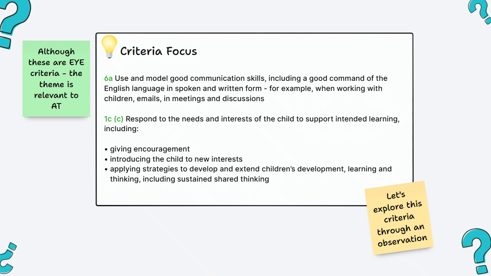6A, which is using and modelling good communication skills. This includes clear spoken language, professional language, and how they communicate with children and colleagues in practice. And 1CC, which is responding to the needs and interests of the child to support intended learning. This might include encouragement, introducing new interests, or applying strategies that extend children's thinking and sustain shared thinking.